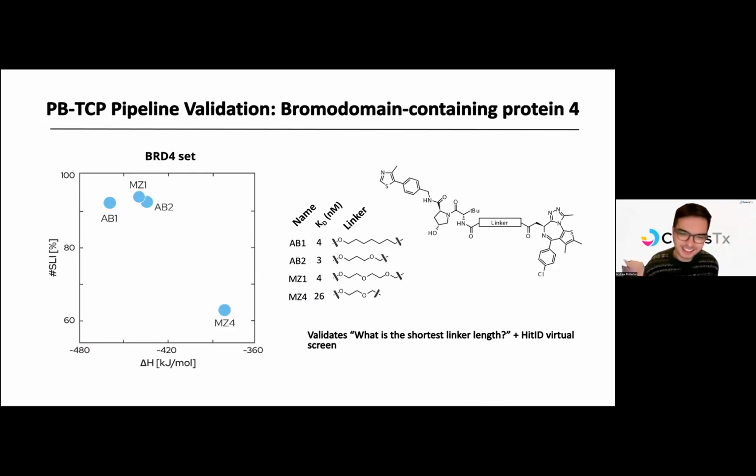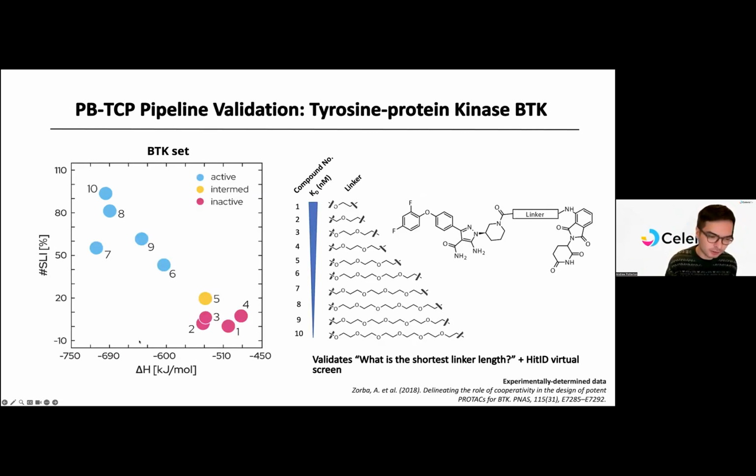For a different data set, this is again looking at different linker sizes, but for a small data set for BRD4. But in this case, we're looking at all 4 compounds actually do form a ternary complex, just at different rates. So essentially MZ4, slightly reduced affinity. And again, our pipeline is able to separate that. And again, I think that validates the same 2 use cases. But what's interesting about this is, like I pointed out, it's only a small difference in affinity. But you can see this difference in energies is much reduced compared to the difference between actives and inactives in the BTK set.